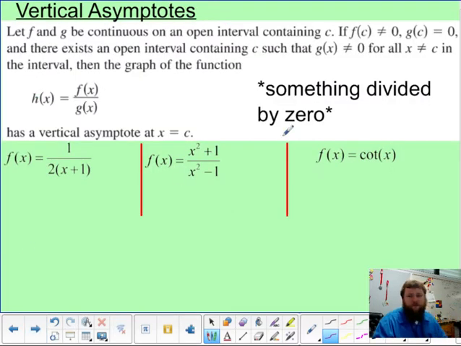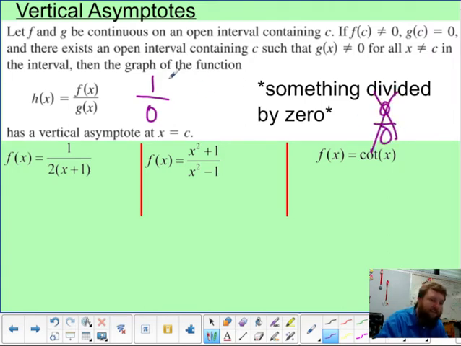So where vertical asymptotes are going to happen: if f and g are continuous, and f of c is not 0 and g of c is 0. So basically you have some number on top, but it's divided by 0. So it's like 1 divided by 0. These are vertical asymptotes. Notice that's not when 0 is divided by 0. Not that. It's something divided by 0. That's going to create vertical asymptotes.